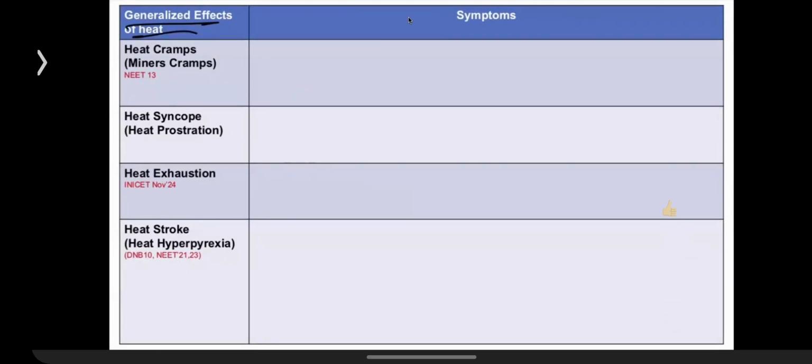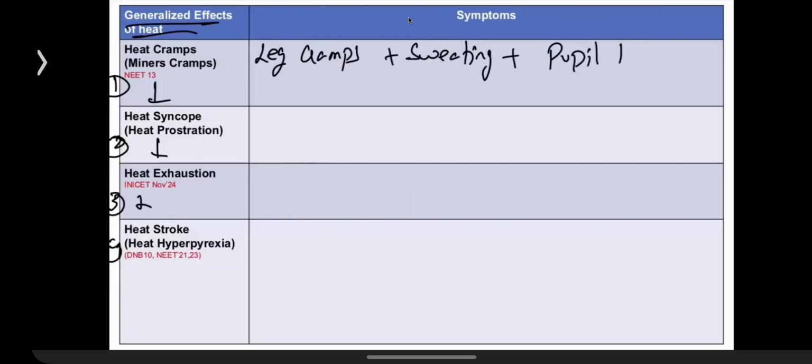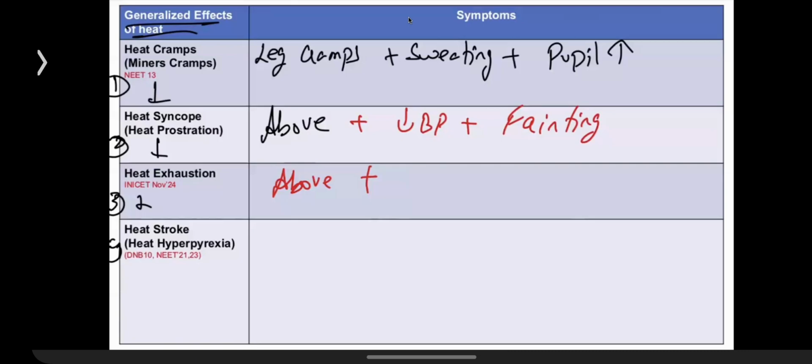Now, generalized effects of heat, there are four stages. Heat cramps, which lead to heat syncope, which leads to heat exhaustion. And finally the life-threatening stage, that is heat stroke. In heat cramps, there are basically leg cramps plus sweating plus pupil size increase. In heat syncope, all the above findings are there, plus decrease in BP, plus fainting. In heat exhaustion, there are the above findings plus some increase in body temperature.